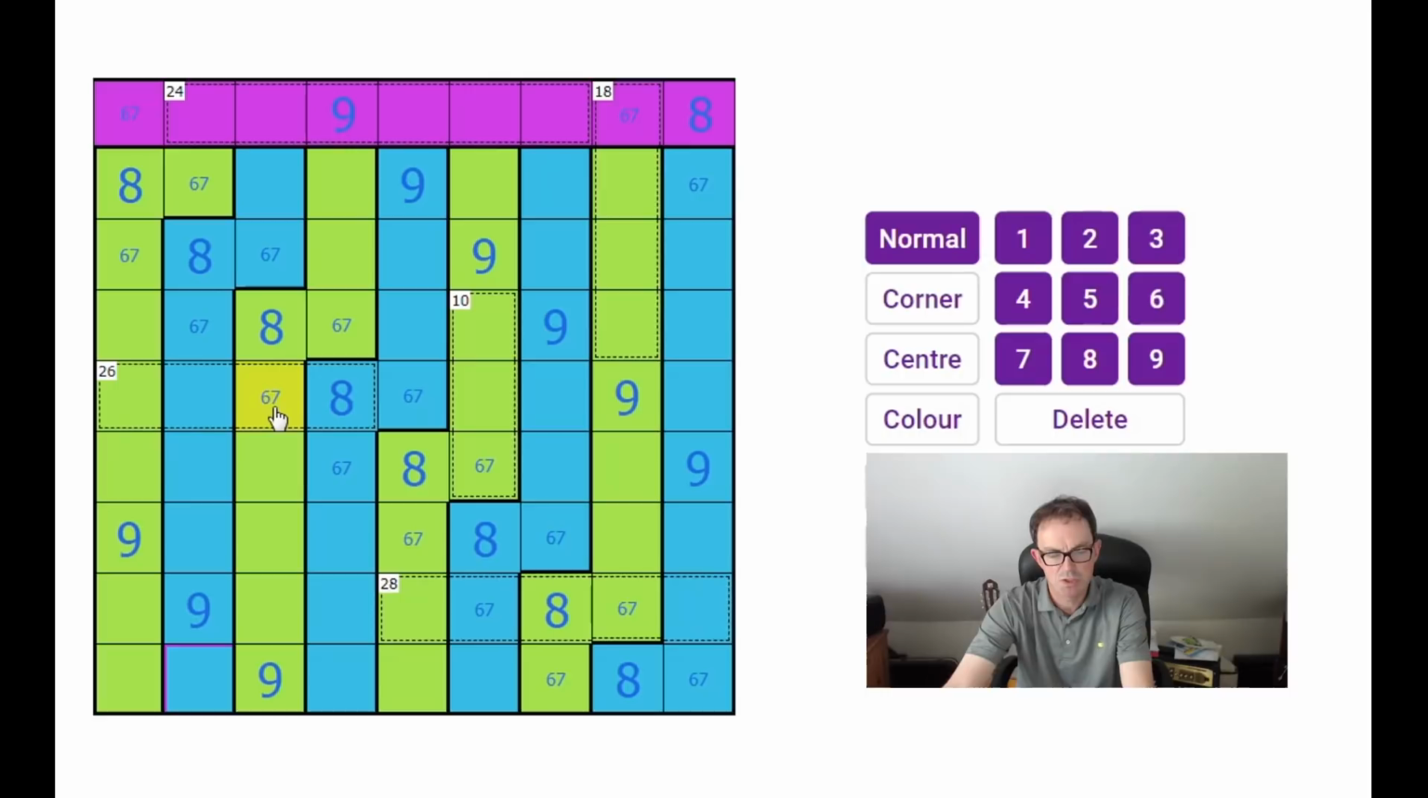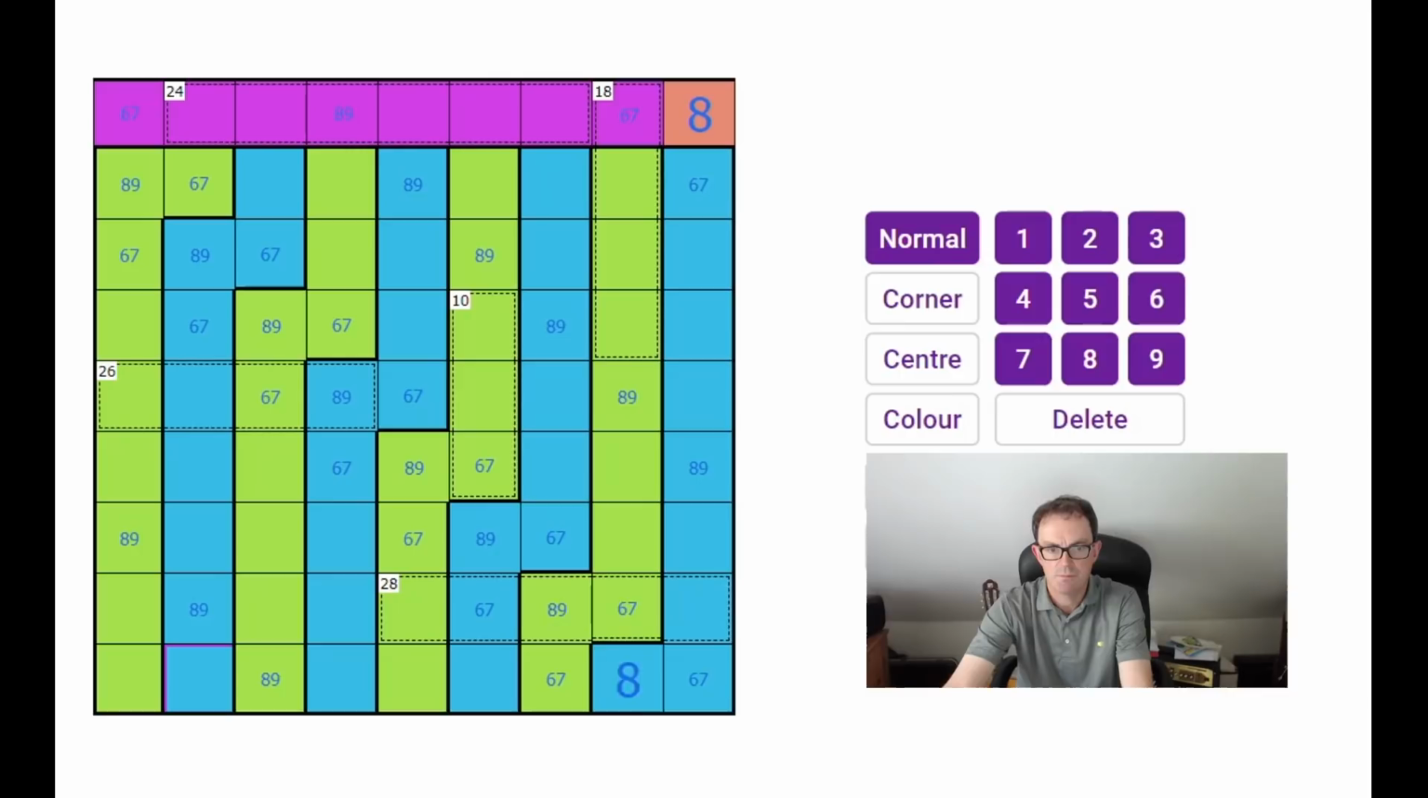So we would need two more cells to add up to 11, but we can't use a 9, we can't use an 8, we can't use a 7, and we can't use a 6. So this cage is impossible. This 8 is not right. We can't fill this 26 cage if we use 8 in that cell.